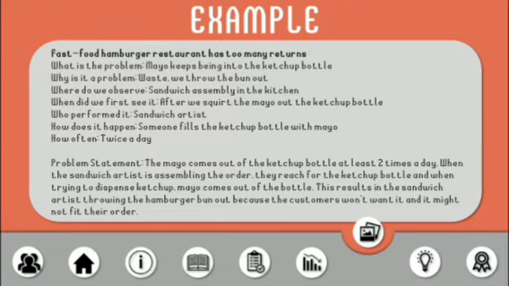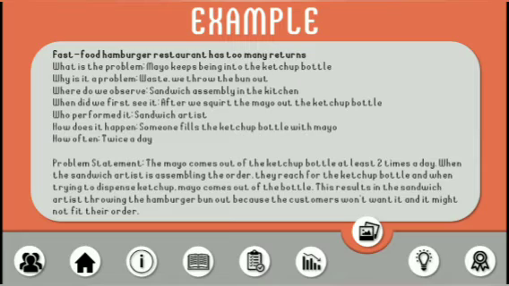Let's take an example. A fast food hamburger restaurant has too many returns. Ask, what is the problem? And if the answer is that mayo keeps getting into the ketchup bottle, then why is it a problem? It can be waste, lalo na kapag hindi yon nagustuhan ng customer at hindi yon nag-fit sa kanilang order. And then, saan natin nakita yung problema? Syempre, in the kitchen when we assemble the sandwich.